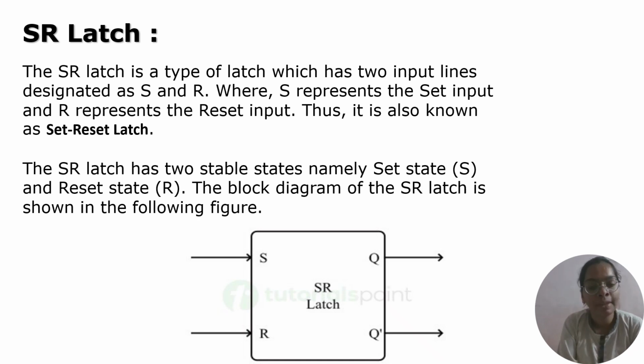The SR latch is a type of latch which has two input lines designated as S and R, where S represents the set input and R represents the reset input. Thus, it is called the set reset latch. The SR latch has two stable states, namely set state and reset state. The block diagram of the SR latch is shown in the figure.